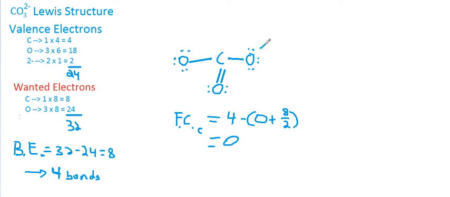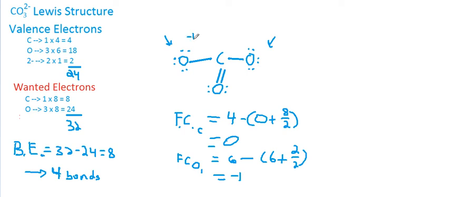For these 2 oxygens, the ones with single bonds, I'll just give them a subscript of 1. I get that there are 6 valence electrons we start with, minus 6 lone pair electrons, and those aren't participating in bonding. And they also have 2 bonding electrons. You divide those by 2 when you're calculating formal charge. You end up getting that they each have a -1 charge. So each of these oxygens has a -1 charge.